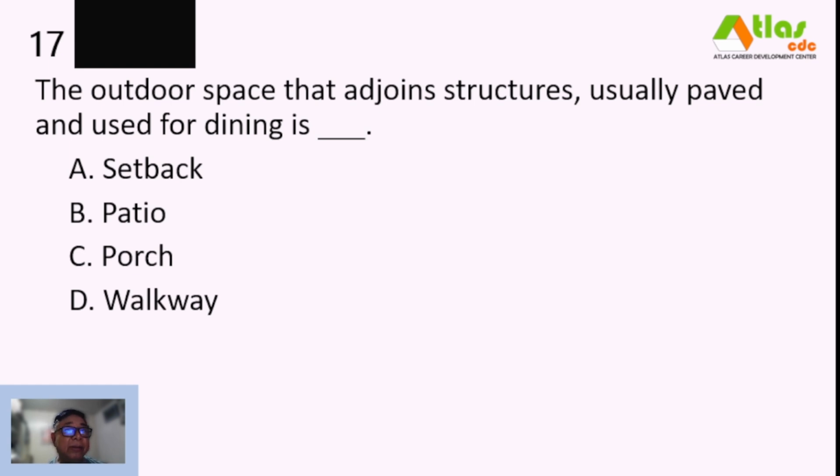Number 17. The outer space that adjoins structures, usually paved and used for dining, is blank. A. Setback, B. Patio, C. Porch, and D. Walkway.